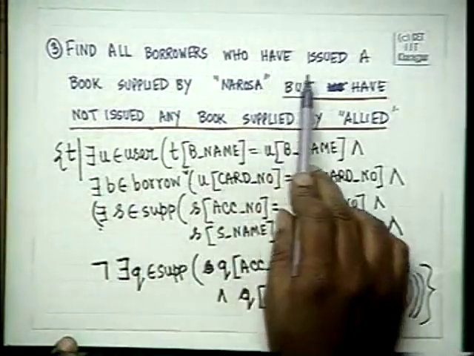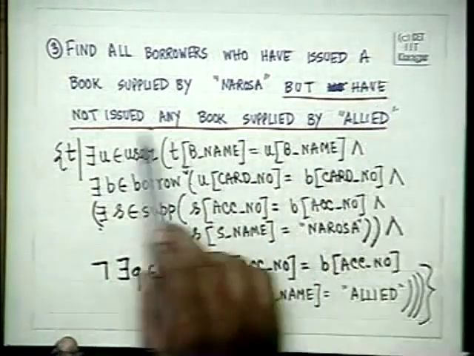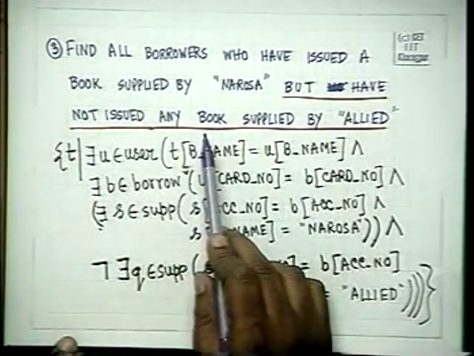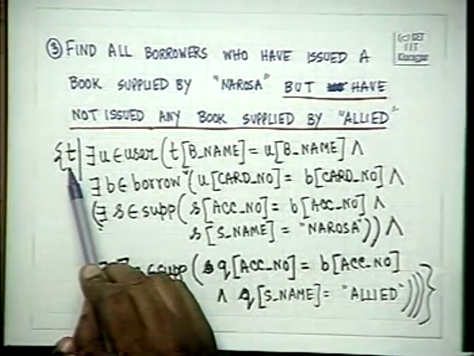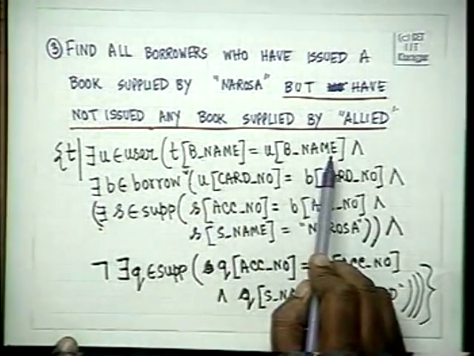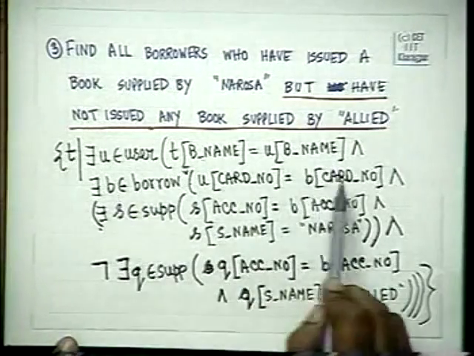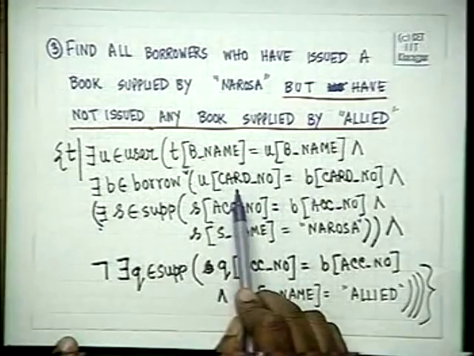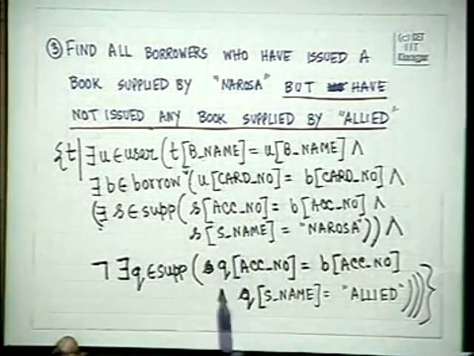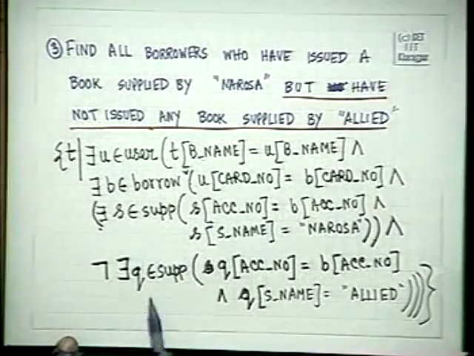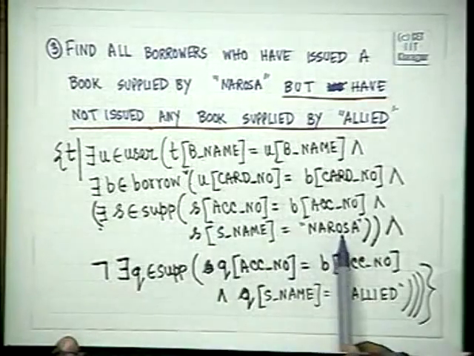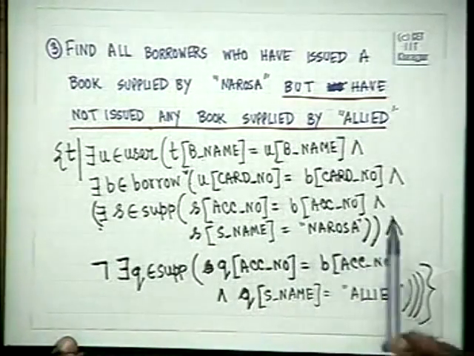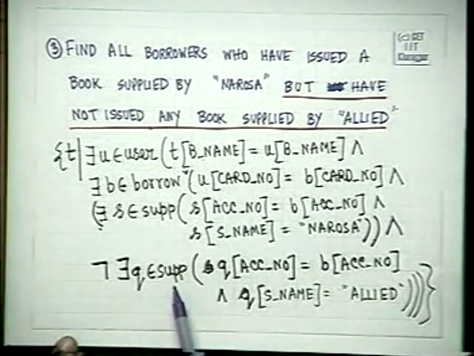We have to find all borrowers who have issued a book supplied by Narosa but have not issued any book supplied by Allied Publishers. Therefore, for that tuple T there must exist a user with the same name, and there must exist a book which has been borrowed by this card number, and for that book, now you have got the accession number of the book. For that book you must have two things which hold. One is, there must exist a supplier, Narosa, who has supplied that book, and there must not exist a supplier who has supplied that book whose name is Allied.